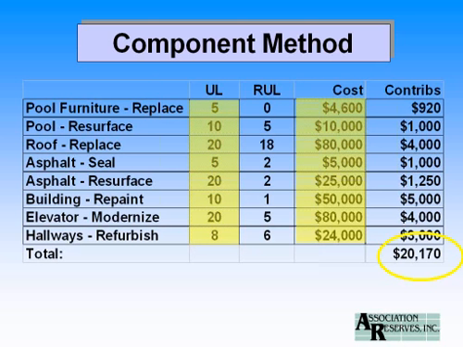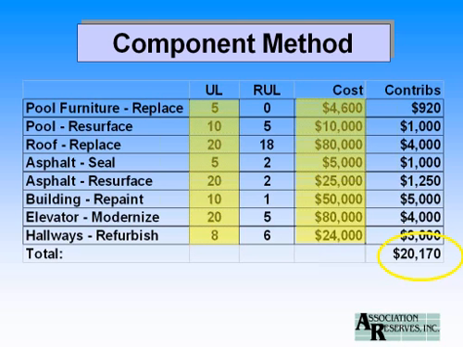The same calculation is done for each component, resulting in recommended reserve contributions of $20,170 per year for the association. But let's see what happens in reality when this association begins making $20,170 per year reserve contributions. We know from industry statistics that most associations have a fair reserve fund. So let's assume this association starts off being 50% funded, which is in the middle of the fair range.